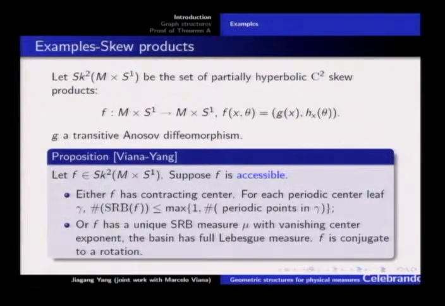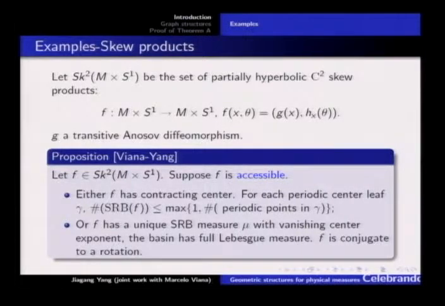The second case is a rotation. If you have a rotation, you have a unique physical measure whose basin covers a full Lebesgue measure subset. Why is the second case a rigidity phenomenon? Because as soon as you have a hyperbolic periodic point, it cannot be a rotation, right? So in most of the cases, we have the first situation.